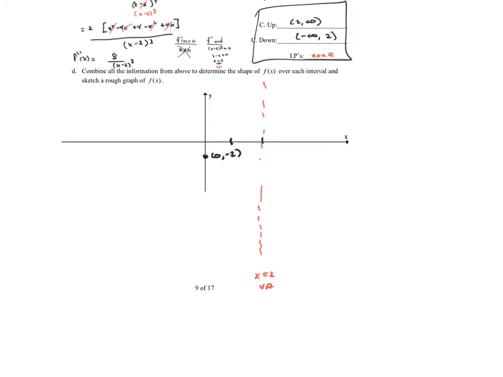Horizontal asymptote, we have none. We did know that there was an oblique asymptote, but we don't care about that. That's perfectly fine. Okay. So no horizontal asymptotes, no x-intercepts. We can't get any of that information. So this is really all we could take from the first part.